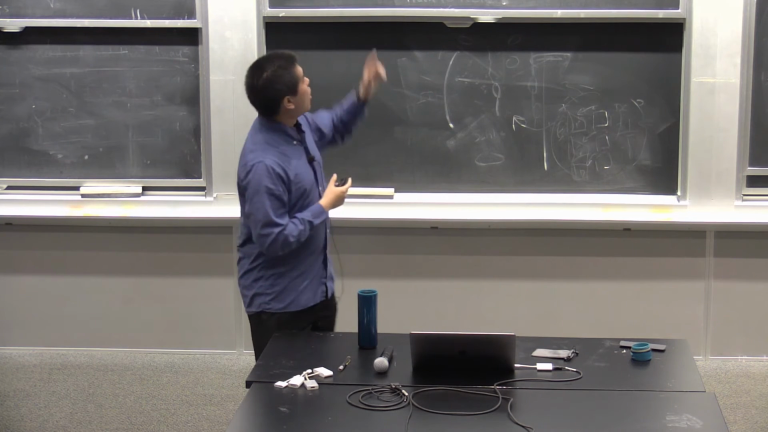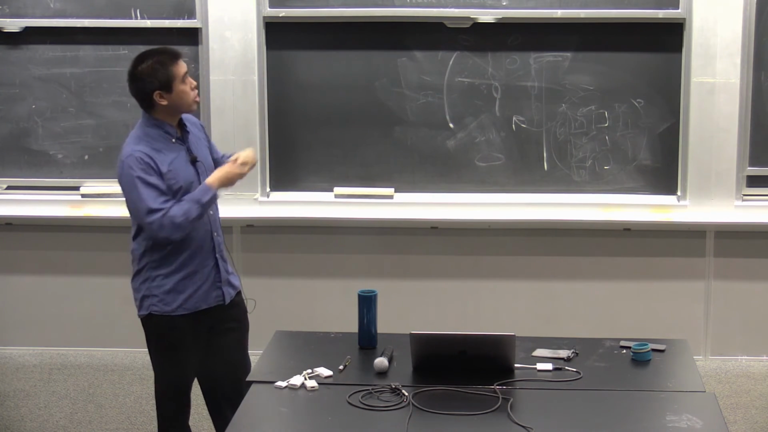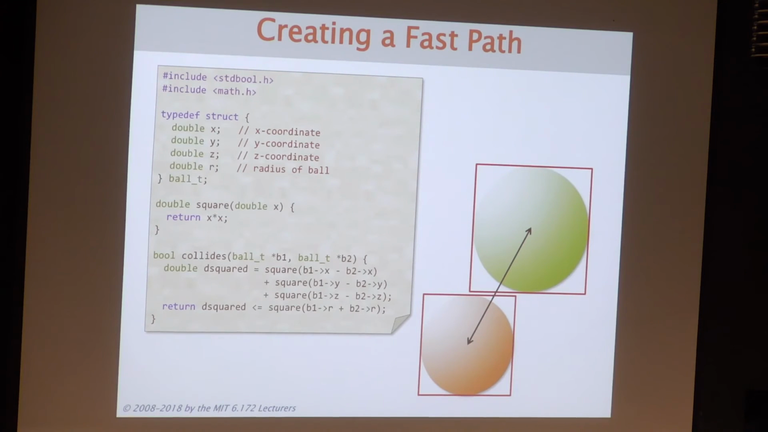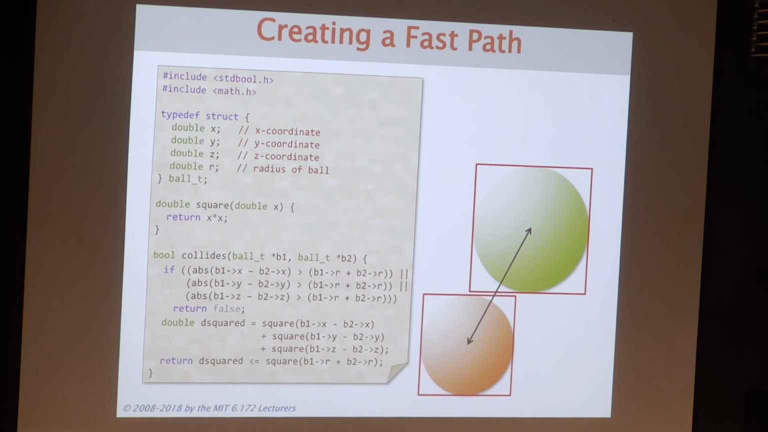And one fast path check for this particular program is you can check whether the bounding boxes of the two balls intersect. If you know the bounding boxes of the two balls don't intersect, then you know that the balls cannot collide. If the bounding boxes of the two balls do intersect, well, then you have to do the more expensive test, because that doesn't necessarily mean that the balls will collide. So here's what the fast path test looks like.